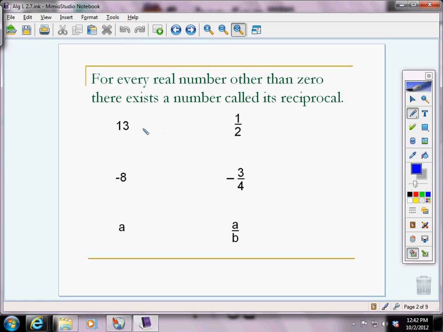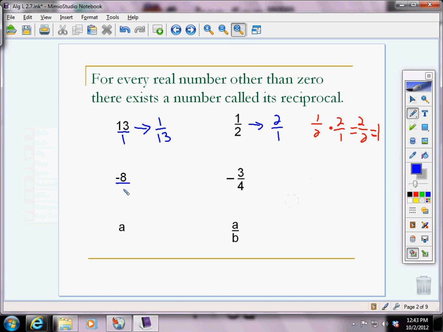The reciprocal of 13, we have to flip it over. Well, there's really nothing to flip over except we can write a 1 underneath. So the reciprocal of 13 becomes 1 over 13. If you look at 1/2 here, the reciprocal of 1/2, you just flip it over and you get 2 over 1. Now, that whole technical definition of if you multiply them, you get an answer of 1. If you look at this example here, if we took 1/2 times 2 over 1, we get 1 times 2, which is 2, and 2 times 1, which is 2, and it ends up being 1. And that's always going to be true for reciprocals. Okay, so however you want to think of it, just make sure you know what a reciprocal is.